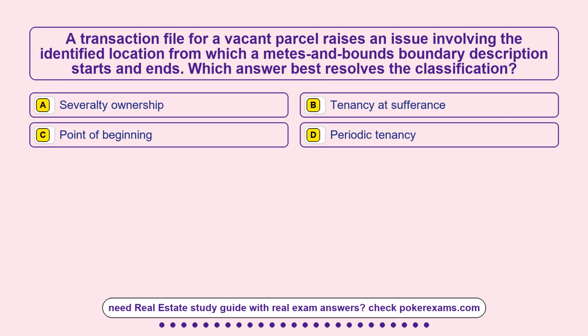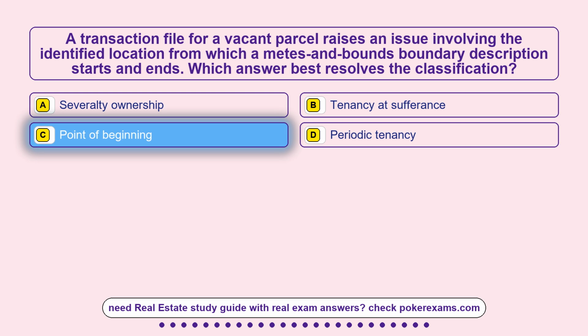Question 5. A transaction file for a vacant parcel raises an issue involving the identified location from which a metes-and-bounds boundary description starts and ends. Which answer best resolves the classification? Option A, severalty ownership. Option B, tenancy at sufferance. Option C, point of beginning. Option D, periodic tenancy. The correct answer is option C, point of beginning.